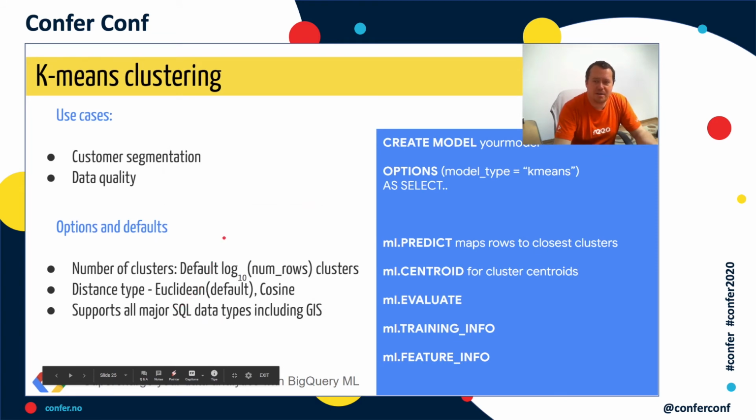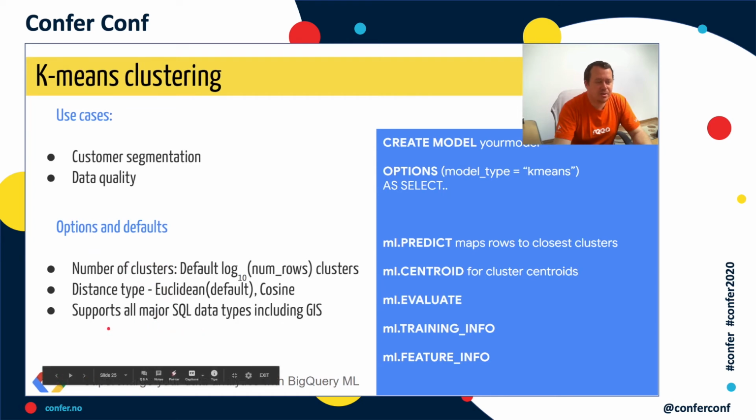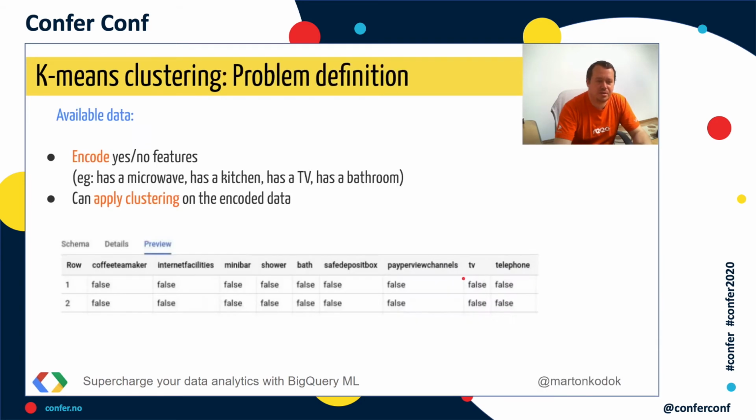So next example, K-means clustering. And I would say here that you can segment your customer, or you can analyze your data quality. It offers some options and defaults which you can fine tune, and you can also use additional models here. So what's the syntax? It's create model type like K-means, and then you can use the predict. Also, it has a special function like centroid in order to find out the centroid of the cluster.